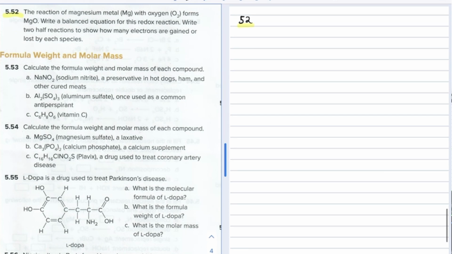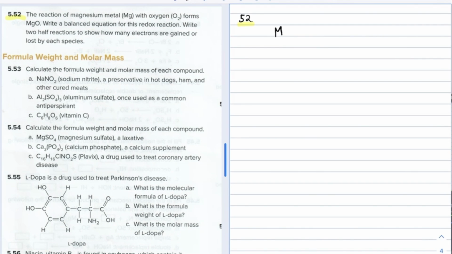So we have magnesium, which comes in the form of Mg, and oxygen, which comes in the form of O2. And the product is a single MgO. And to balance this, we've got two oxygens over here, so we can put the 2 over there. That forces us to put the 2 on the magnesium, and there you go, it's balanced.